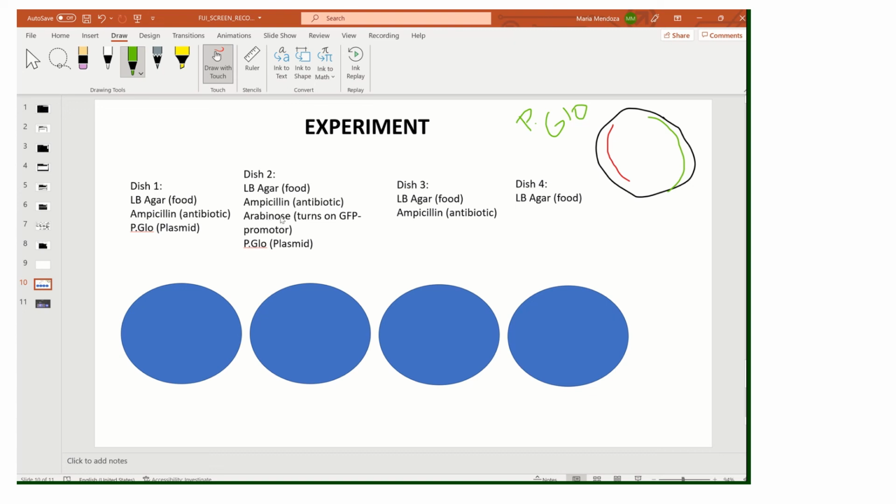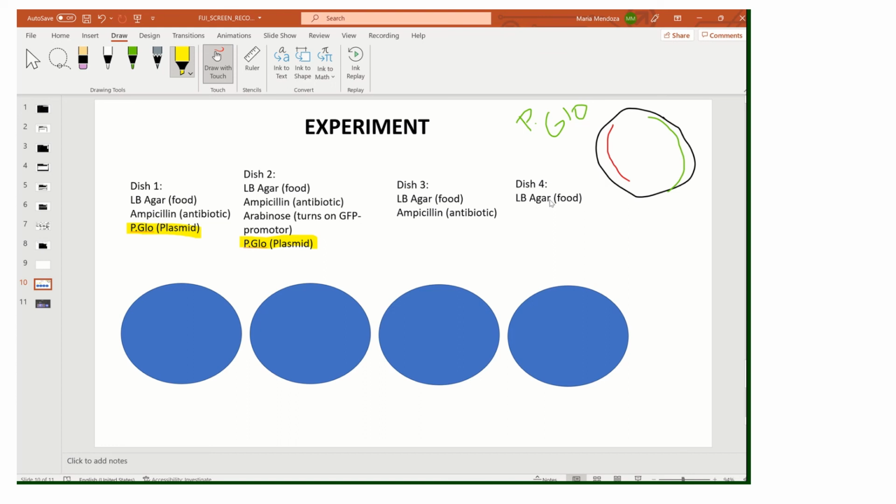And we added arabinose, which is the simple sugar that turns on the GFP promoter. And we also added pGlo, which is the plasmid. I'm actually going to try to highlight the plasmid for you. And then in dish number three, we just added LB agar, which is the food, and we added the ampicillin, which is the antibiotic that kills the bacteria. And in dish number four, we added the LB agar, which is just food. So we have bacteria and food here.